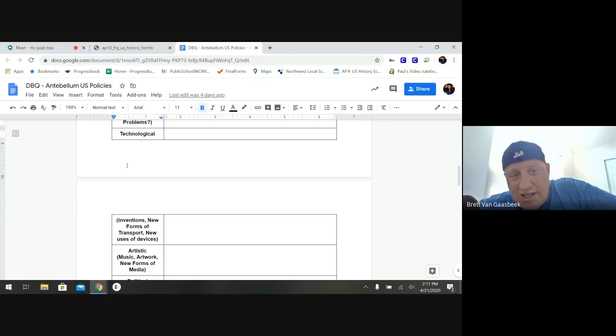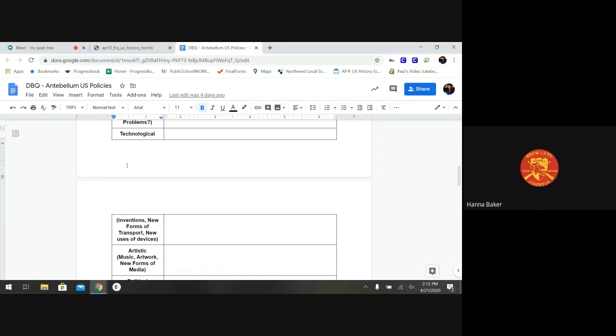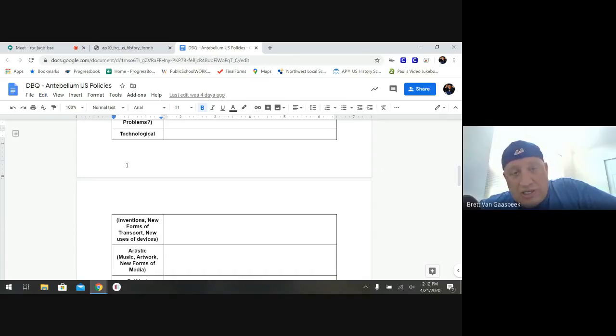Technological inventions, new forms of transport, new uses of devices. What might be technological during the early 1800s that would allow for settlement of the West to be an issue? Are trains coming into play yet? Trains are starting to become a new form of transportation in the 1830s and 40s. Yes, you could write down trains. Any other forms of technology?